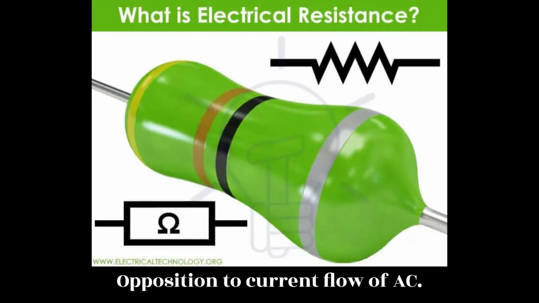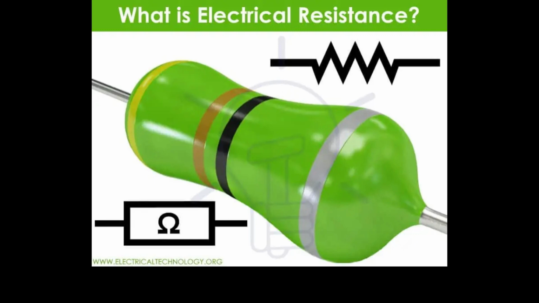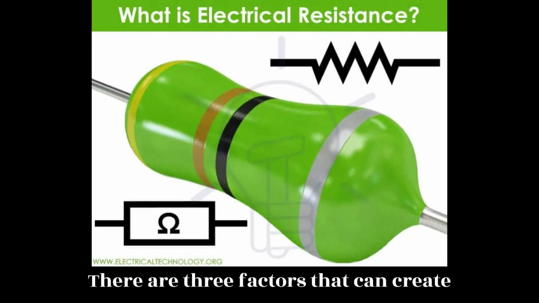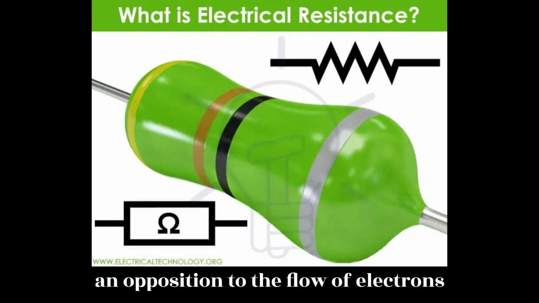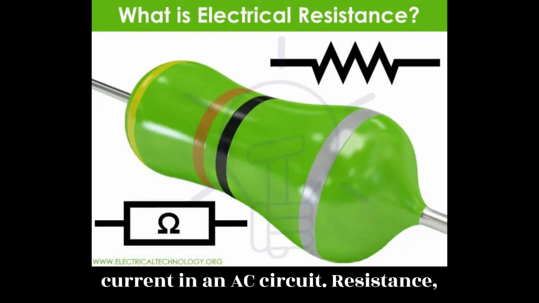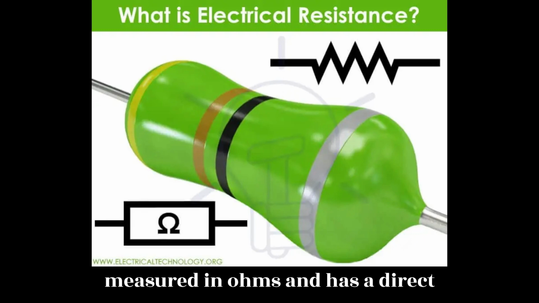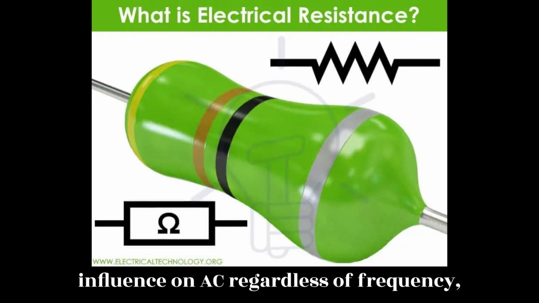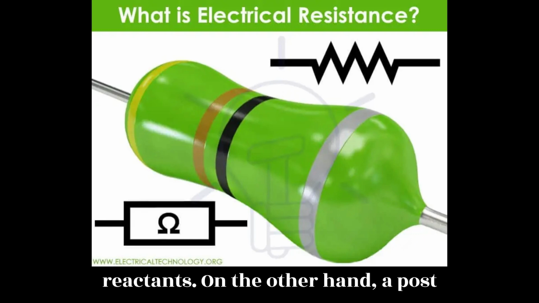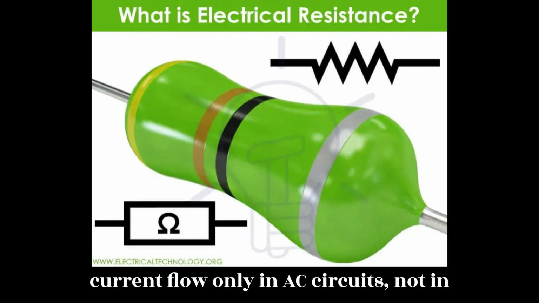Opposition to current flow of AC. There are three factors that can create an opposition to the flow of electrons, current, in an AC circuit. Resistance, similar to resistance of DC circuits, is measured in ohms and has a direct influence on AC regardless of frequency. Inductive reactance and capacitive reactance, on the other hand, oppose current flow only in AC circuits, not in DC circuits.